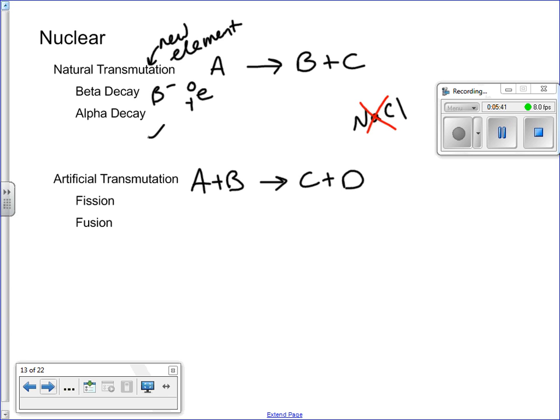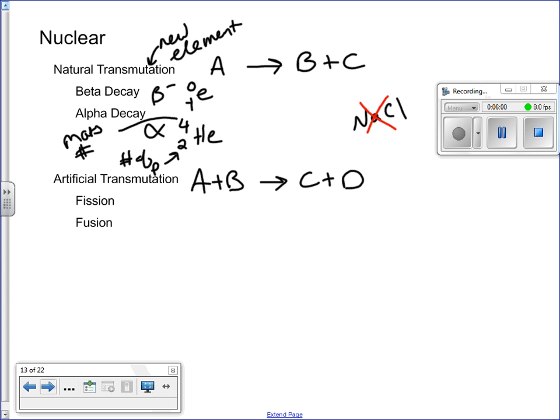Alpha decay, it spits out an alpha particle. An alpha particle is a helium nucleus. It looks like this. This is your charge or number of protons. This is your mass number. That's how heavy it is, okay?